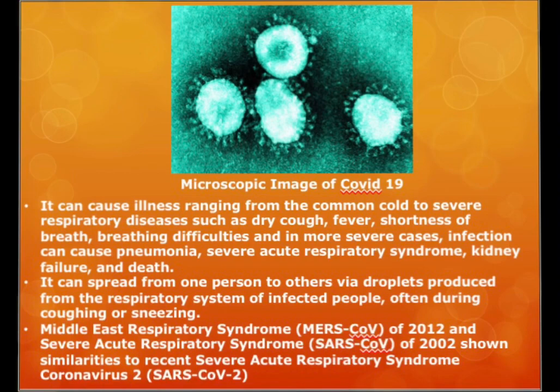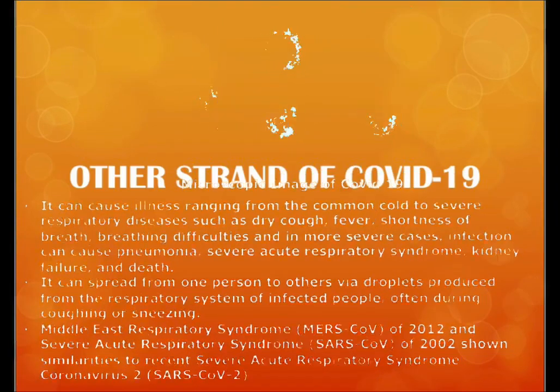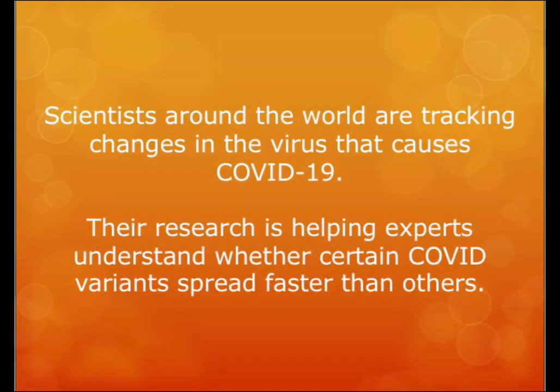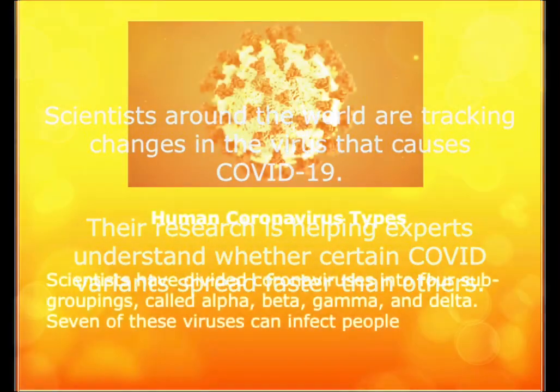Middle East Respiratory Syndrome, or MERS, of 2012, and Severe Acute Respiratory Syndrome, or SARS, of 2002, show similarities to the recent Severe Acute Respiratory Syndrome coronavirus 2. Other strands of COVID-19: scientists around the world are tracking changes in the virus that causes COVID-19. Their research is helping experts understand whether certain COVID variants spread faster than the others.